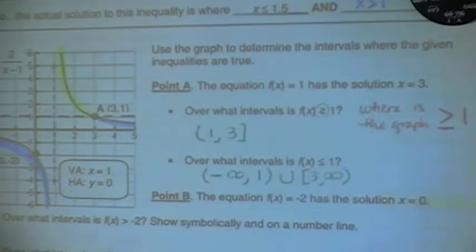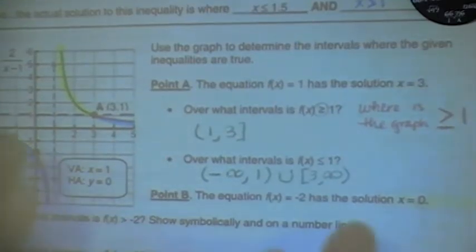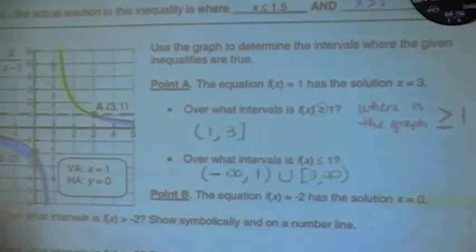All right. Now we're going to do the same thing on the graph, but now we're using point B as our guide. So this point down here is your guide. Now we're using -2. So I'm going to give you a second to try it. You try, and then we'll see how you did.